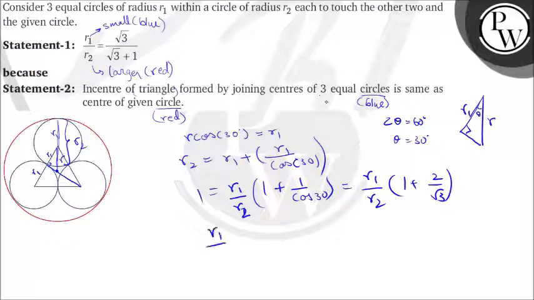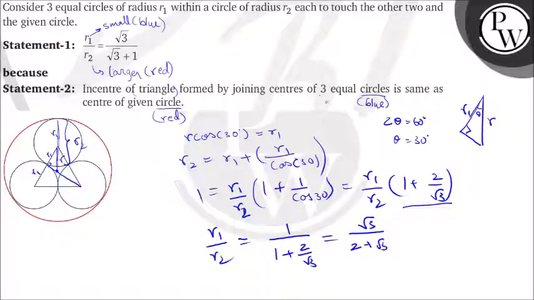Now that means r1 by r2, ये जो बाकी का पार्ट है इसको हम लेफ्ट हैंड साइड में ले लेंगे and rewrite the equation as 1 by 1 plus 2 by root 3. इसको हम डिनोमिनेटर को कॉमन फैक्टर ले लेंगे, तो इससे क्या आएगा, हमें न्यूमरेटर में रूट 3 और डिनोमिनेटर में 2 प्लस रूट 3. So the value of r1 by r2 we get is root 3 by 2 plus root 3. Let's compare this with the statement given. It is given as root 3 by root 3 plus 1, but this is supposed to be 2. तो ये हमारा statement 1 false हो गया.